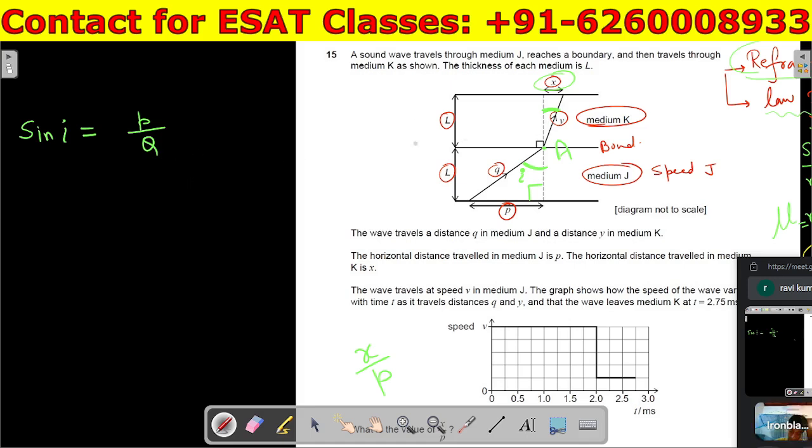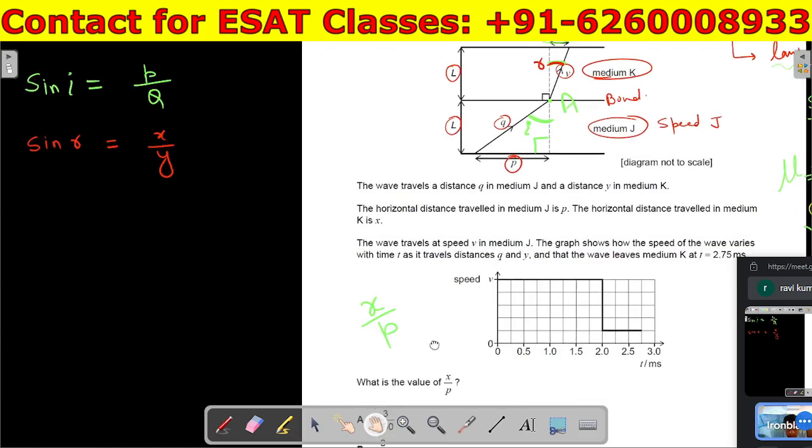Try to find this. Let me change the color. So this is the angle of refraction r, right? This angle of refraction is r. Now I want to find this r. So which trigonometrical ratio would you like to write? I think I should write sine of r. So what should be sine of r? It should be x upon y, isn't it?